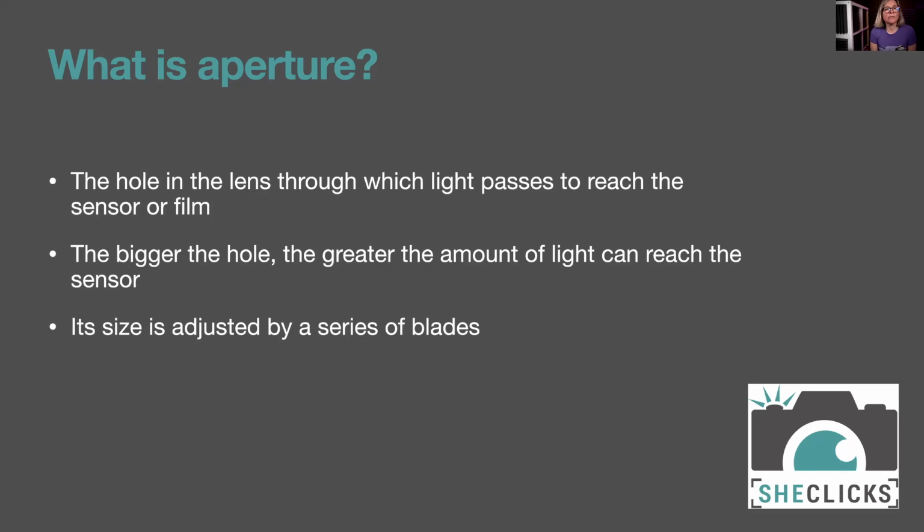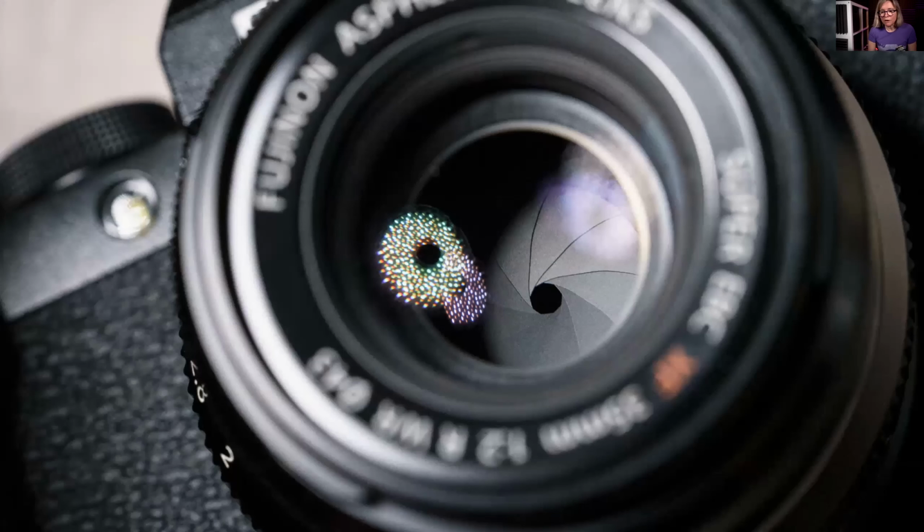The size of the aperture is adjusted by a series of blades, and I can show you that in this image. If you look there, don't worry about the sparkly bits. That's just the effect of the lights that I was using. But you can see there's a series, and I think it's the sort of thing we see in the James Bond films, isn't it? You can see those blades, and they're curving round and creating a hole in the middle.